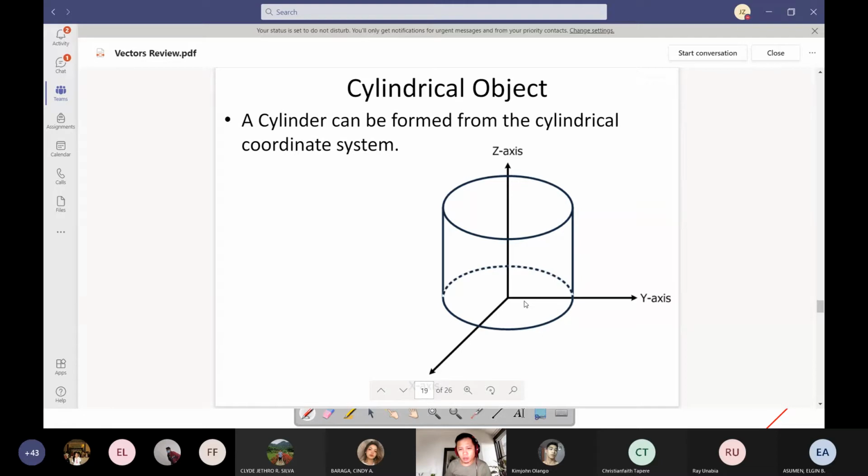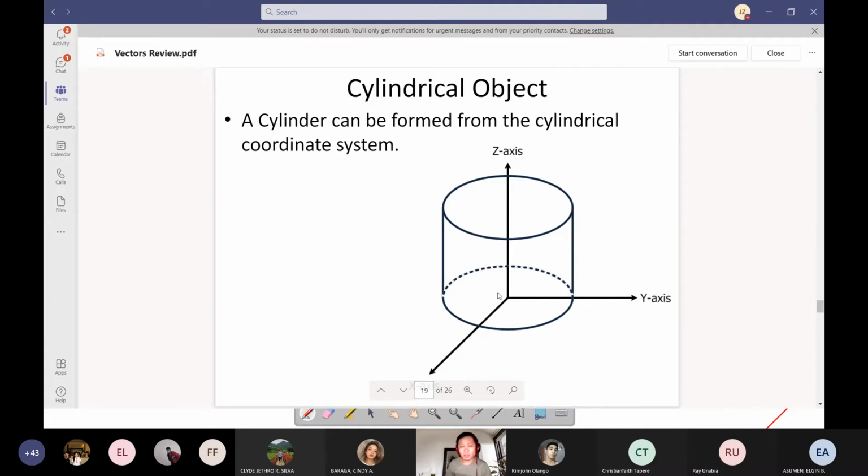Since the base is a circle, it would be 2 pi. But it is not always a complete circle. There will be times when your cylinder will be just half of a cylinder or 1/4 of a cylinder or, let's say, from 0 to 120 degrees only. So there will be times like that. Okay, so that's why your cylindrical coordinate system is also represented by its base angle.